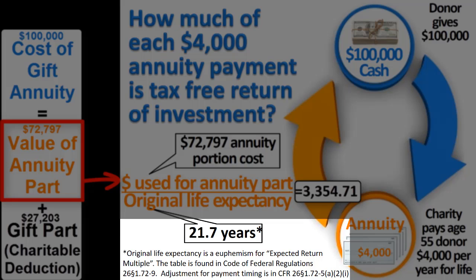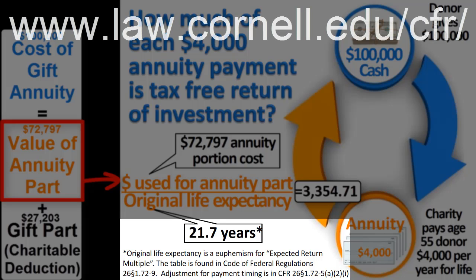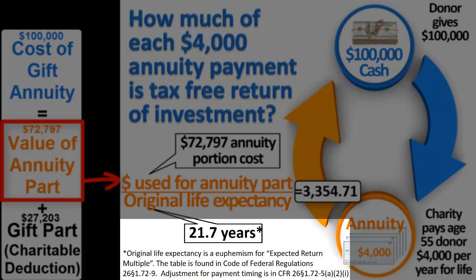The life expectancy used for this calculation is called an expected return multiple and is identified in the table found in the Code of Federal Regulations, Title 26, Section 1.72-9. Several free websites show the Code of Federal Regulations, such as www.law.cornell.edu/CFR/. This factor is called an, quote, expected return multiple because it is the period that payments are actuarially expected to be received. In this case, the expected return multiple for a 55-year-old male is 21.7 years.